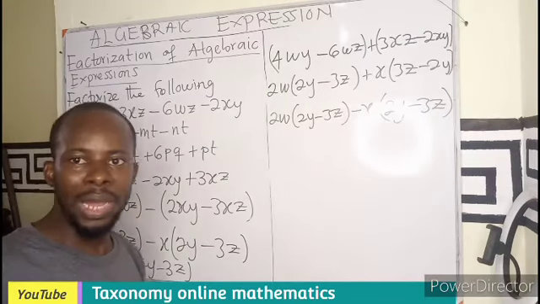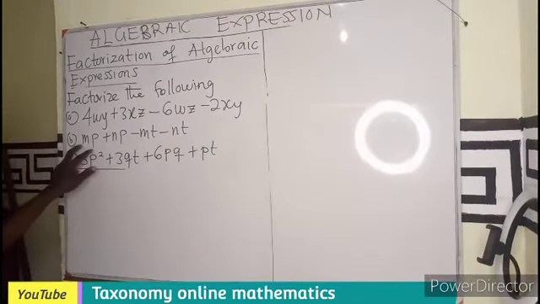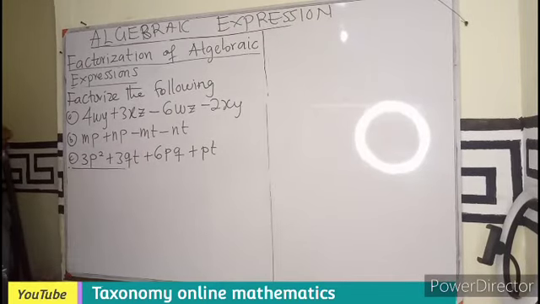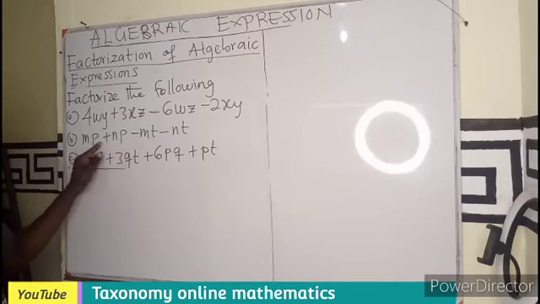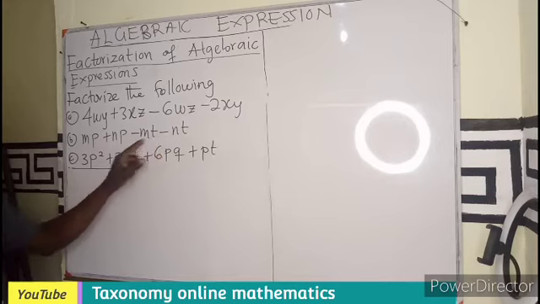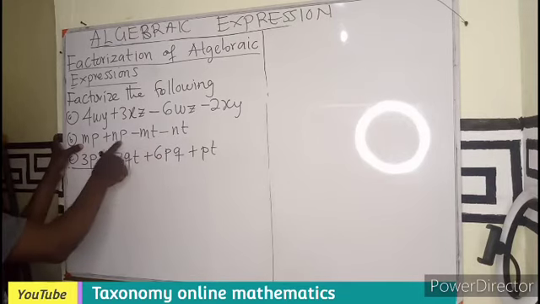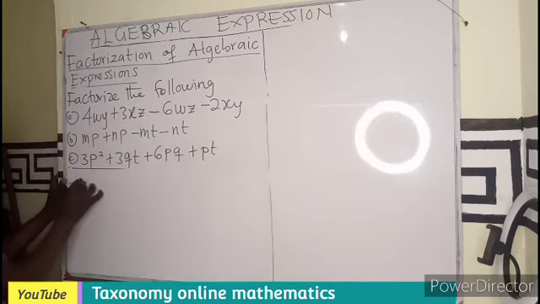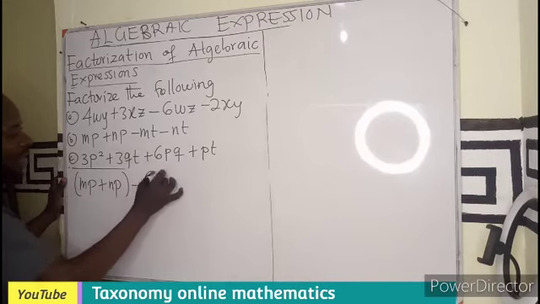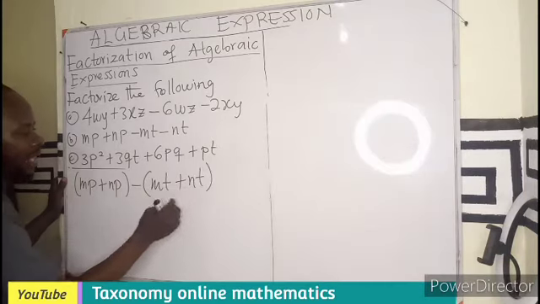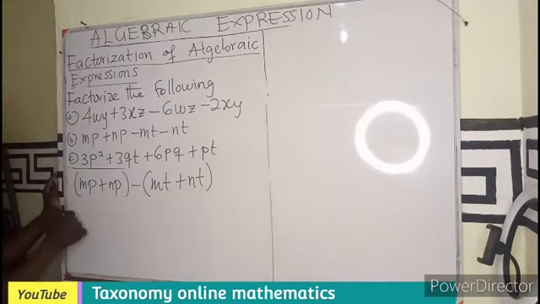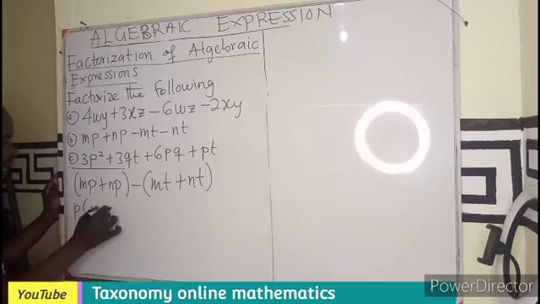Alright, let's take the second one. MP, NP. We have MT, NT. So obviously the first two have a common factor, the last two have the common factor. Or better still, M and M have a common factor, N and N. Anyhow you group it, I'll prefer to group it the way they are. Meaning MP, NP in one bracket minus MT plus NT. I explain why this will be negative, will be positive from the original negative. So common factor will be just what? P. M plus N.